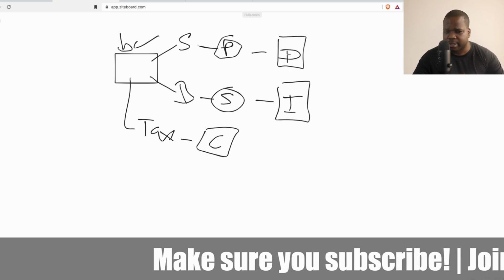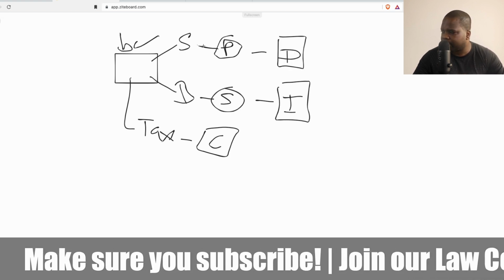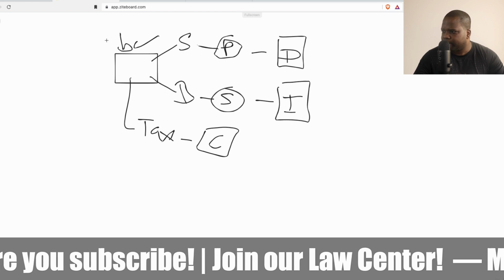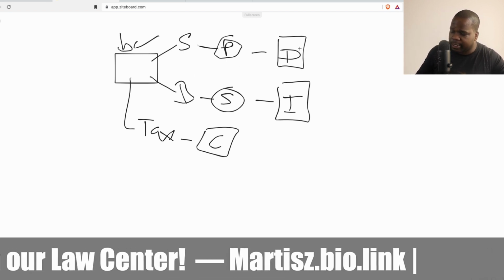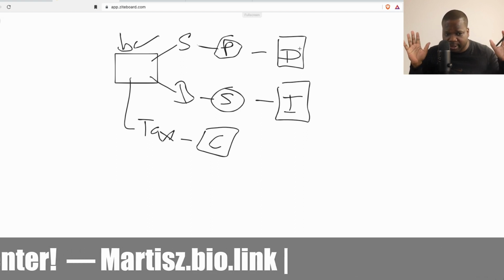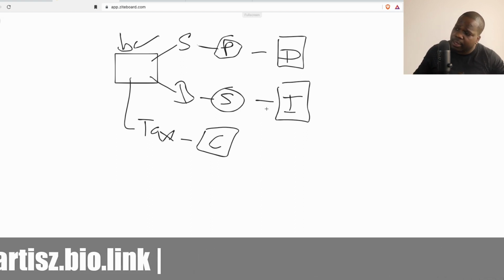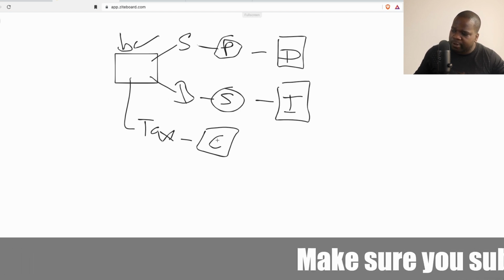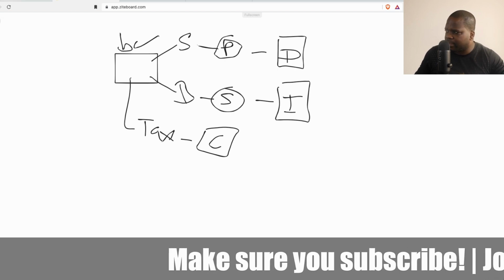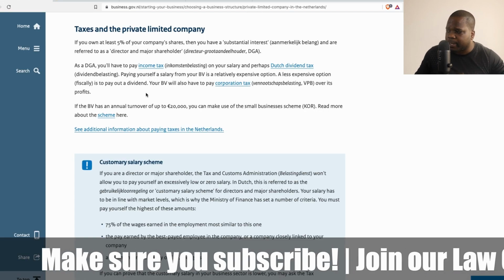Hope you guys can follow it. I hope it's not complicated for you. So you see here, you have three ways of paying tax. You need to pay tax if you are giving the shareholder profit. If you're not giving anything, you don't have to pay for it. If you are giving them salary, you need to pay income tax. And the BV itself needs to pay vennootschapsbelasting. So that's the interesting part.